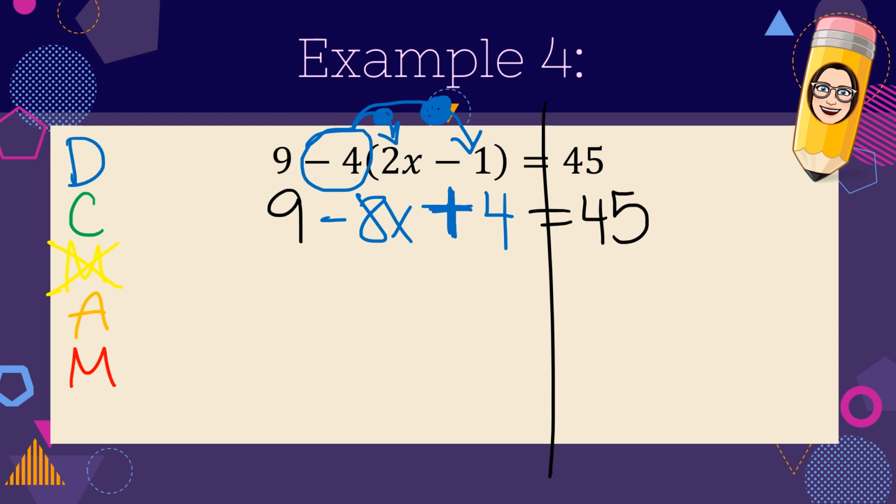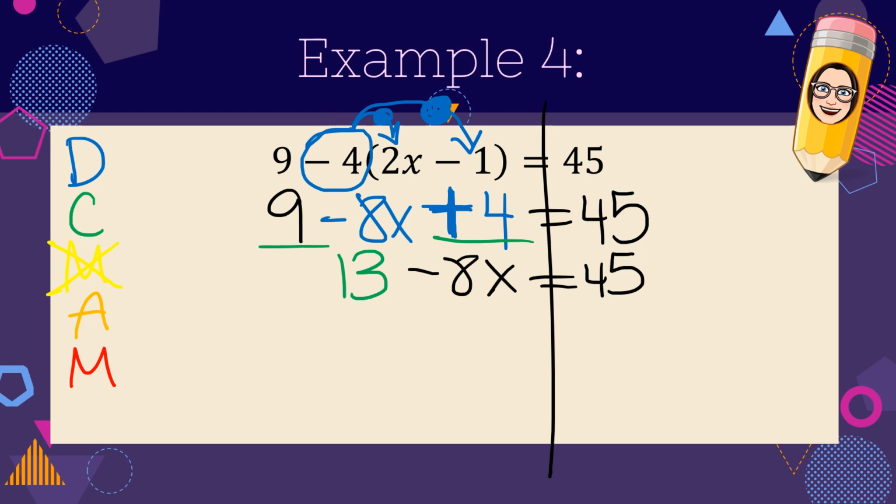Next step, combine. I need to combine like terms. Look at that left side. I have a 9 and a 4. Those combine super quickly to 13. If I didn't use it, it falls down.